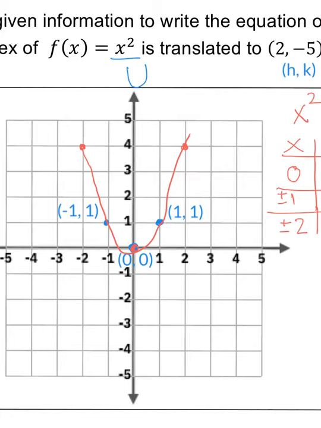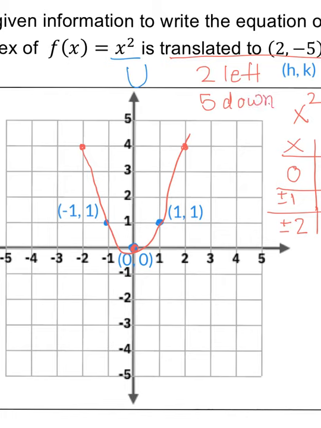Now what we'd like to do is translate the parent function by 2, negative 5. That means that the horizontal translation is by 2, and when it's positive like this, it's to the left, 2 to the left. And minus 5 means 5 down. So we're going to go 2 to the left and 5 down.